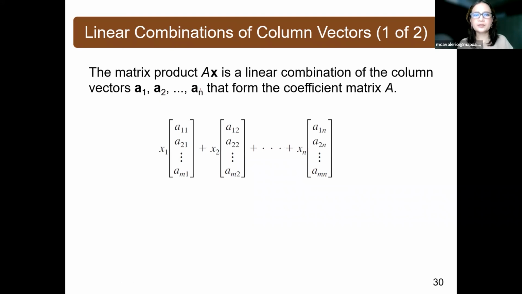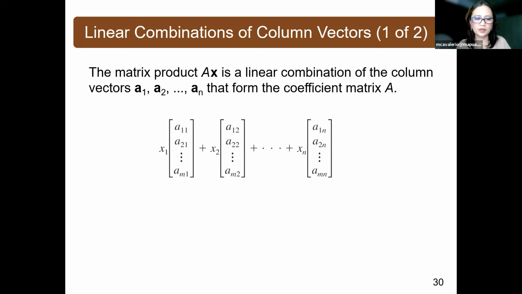So the matrix product AX, A times X, is a linear combination of the column vectors. We have your first column A sub 1, second column A sub 2, up to A sub n, that form the coefficient matrix A. So you'll have your x sub 1 multiplied by column 1, plus x sub 2 times column 2 of the coefficient matrix, plus up to x sub n multiplied to the last column of the coefficient matrix.